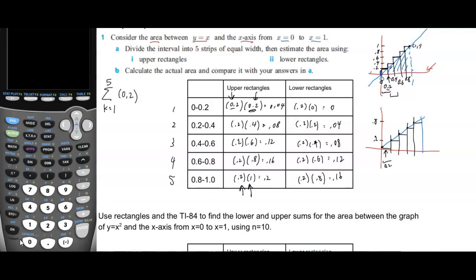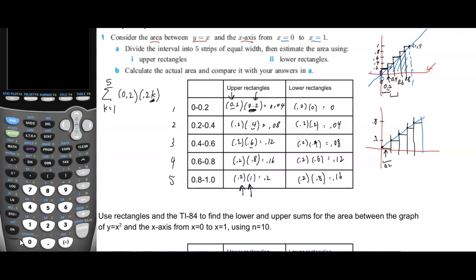Well, to multiply 1 times something to get 0.2, we can easily see that that's multiplying by 0.2. So what I'm going to do is multiply 0.2 times k, and that will generate the sequence 0.2, 0.4, and 0.6. Let's test it out. If I put 1 in here, I would get 0.2 times 1, which is 0.2.